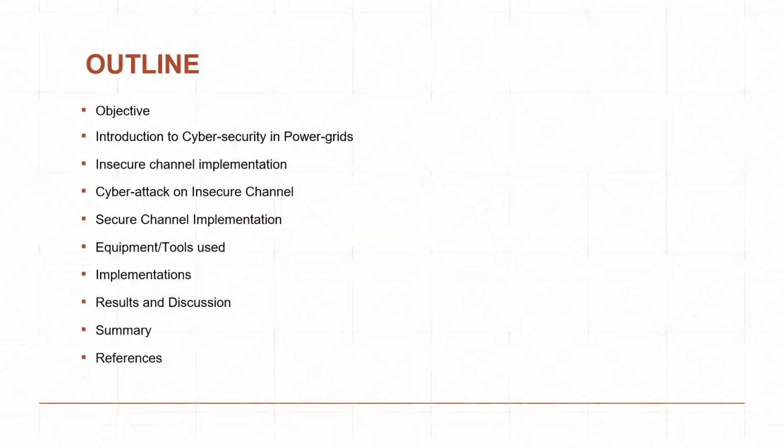So this is the outline of this presentation. First, I will give basic insight into cybersecurity in modern power grids and cite a few cyber attacks that happened in the past. Then I will discuss the insecure channel we have developed for demonstration purposes. In the next section, the cyber attack that is performed on the insecure channel is explained. In the coming section, the methodology of the FPGA-based countermeasure we have proposed to secure the channel is discussed, and then the following section goes through different ways in which this countermeasure is implemented.